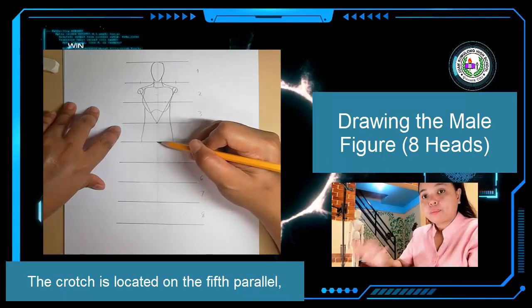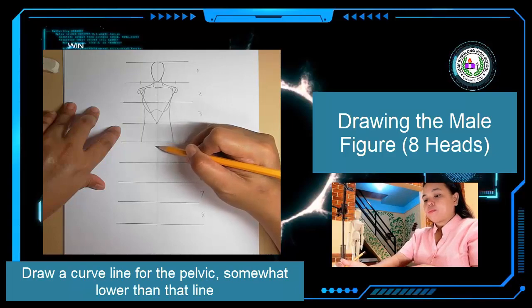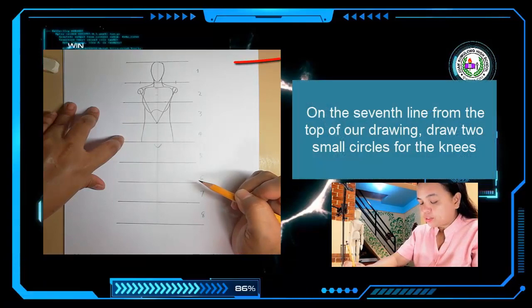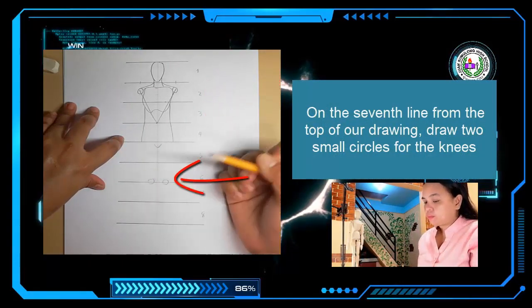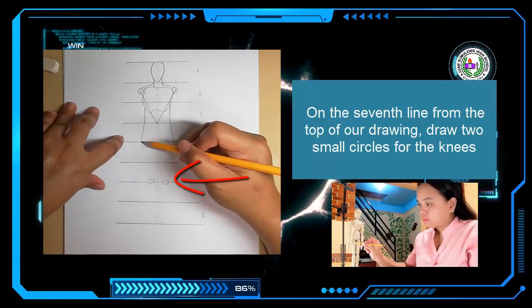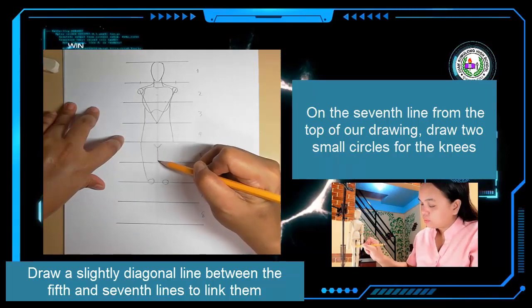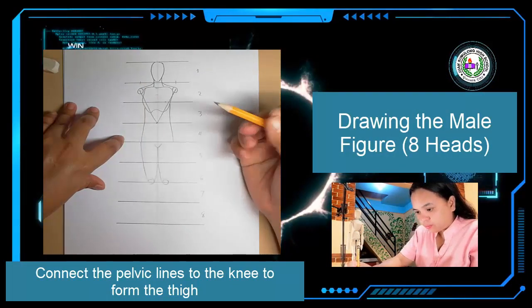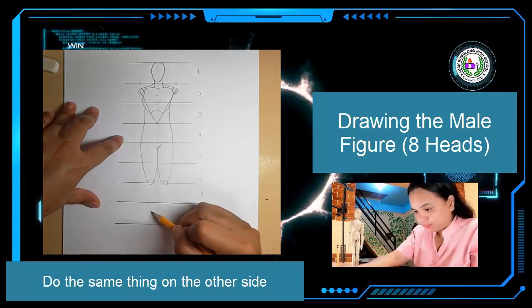The crotch is located on the 5th parallel, which is also the human figure's middle line. Draw a curved line for the pelvic, somewhat lower than that line. On the 7th line, draw 2 small circles. This is where the knees will be. Draw a slightly diagonal line between the 5th and 7th lines to link them. Connect the pelvic lines to the knee to form the thigh. Do the same thing on the other side.